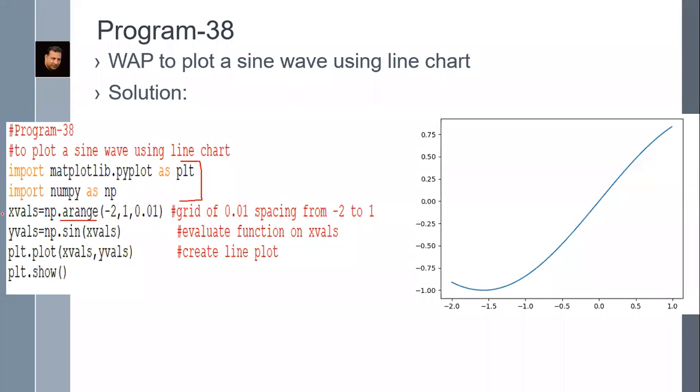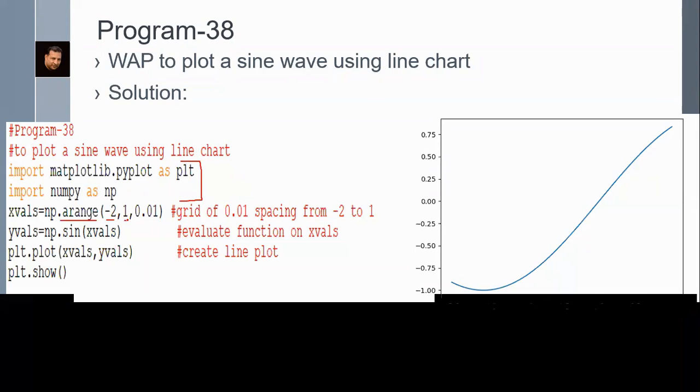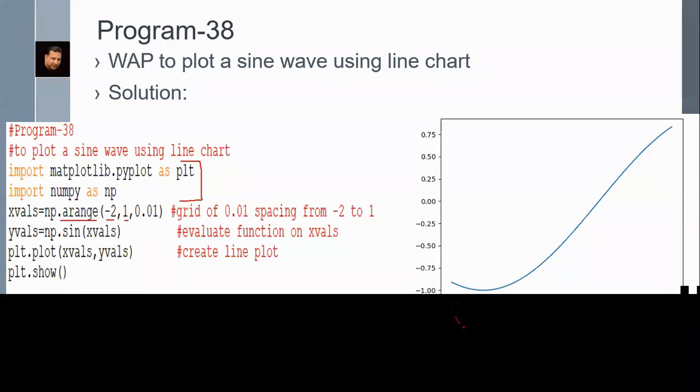So we have two values, xvals is equal to np.arange(-2, 1, 0.01). What does it mean? We have an array of numbers starting from minus 2 till 1, and these numbers are spaced by 0.01. That is why it is written here: grid of 0.01 spacing from minus 2 to 1. So as you can see, these are x values, minus 2 to 1.